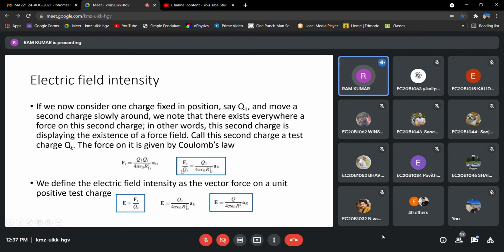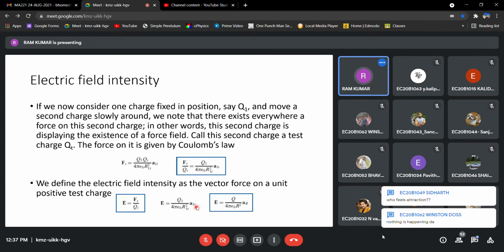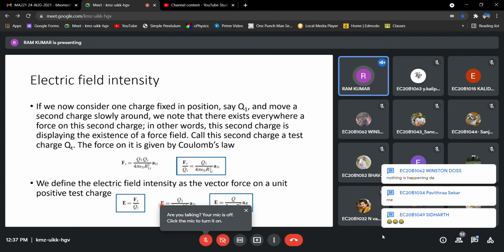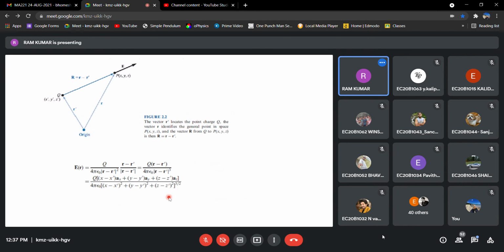So the force on a unit positive test charge is actually the electric field intensity. Through this formula we can understand it in practice, and if we have the value of the charge and the distance, we can measure the electric field intensity.